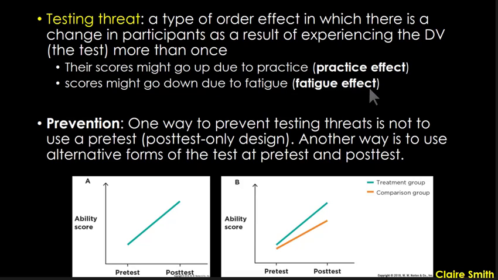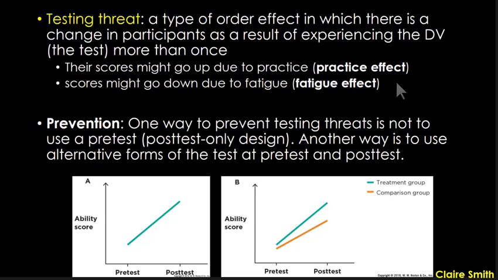So if you're doing some sort of physical activity, have them do push-ups and then drink juice and do push-ups again to see if the juice increases performance. They're tired from the first set of push-ups, right? So they might not do as well the second time because of fatigue. So we've already talked about this, but it's just a change in participants as a result of being exposed to the dependent variable, doing the test multiple times. And it could go both ways. It doesn't necessarily have to be increasing or decreasing score.